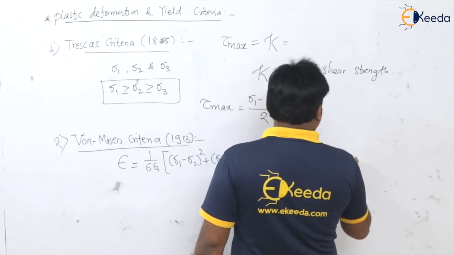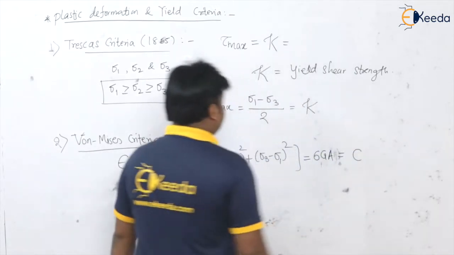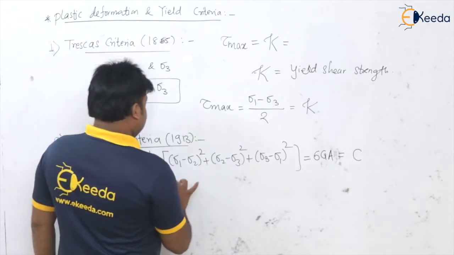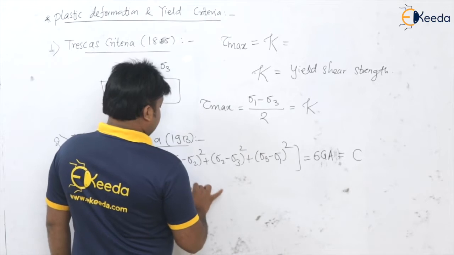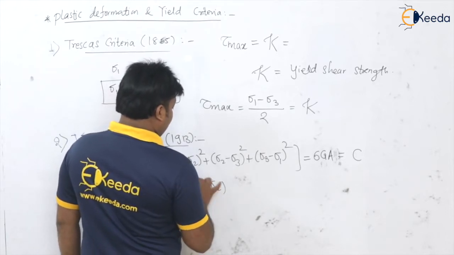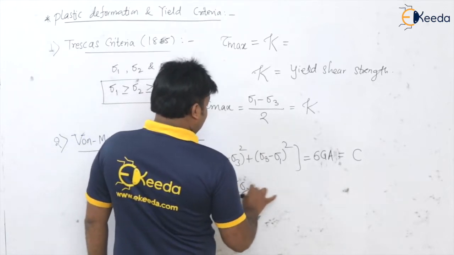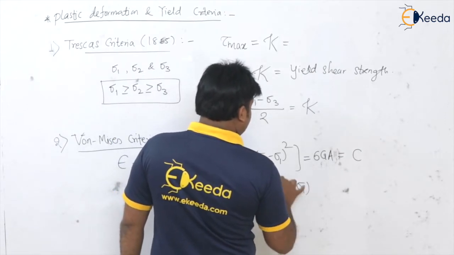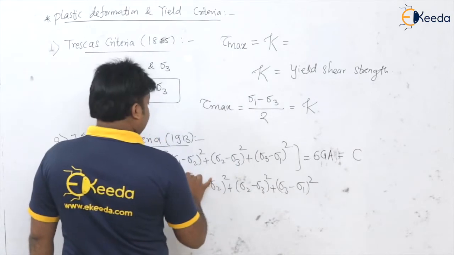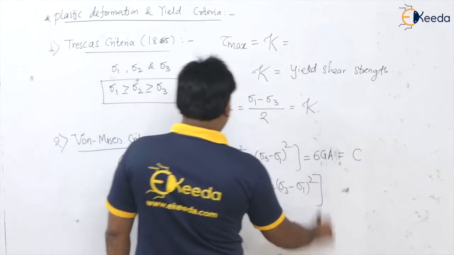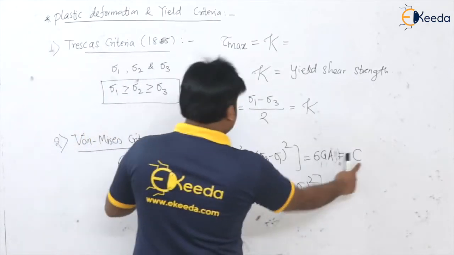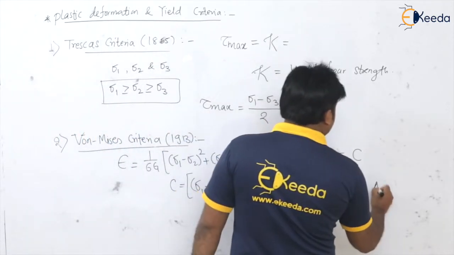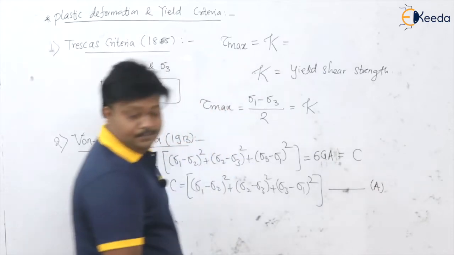6 times G into A, let us say this is one more constant C. So C is equal to, please remember, (sigma 1 minus sigma 2) whole square plus (sigma 2 minus sigma 3) whole square plus (sigma 3 minus sigma 1) whole square, which is our value for this C. C is equal to this. Say this is equation A.